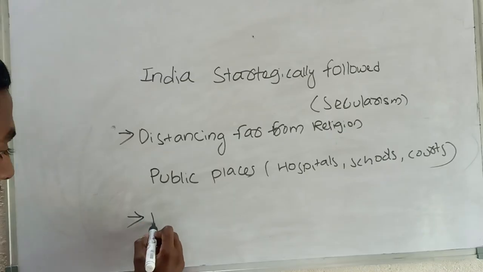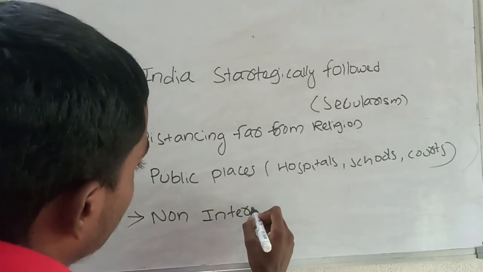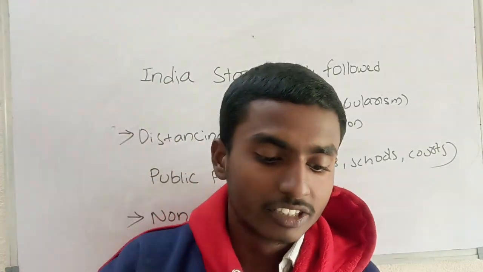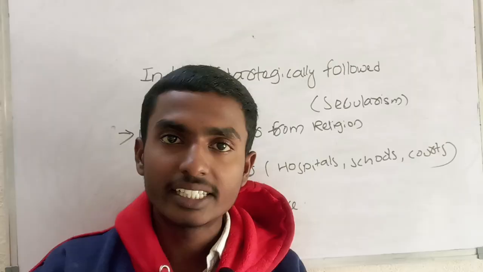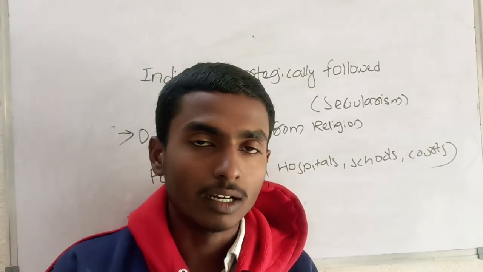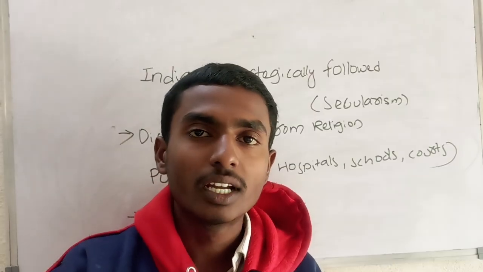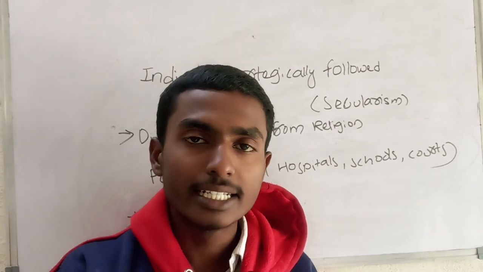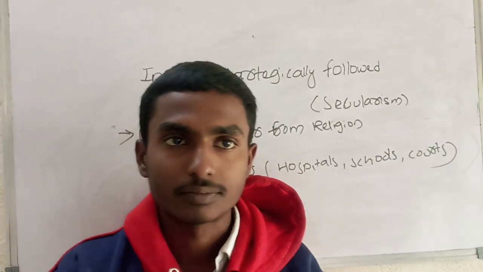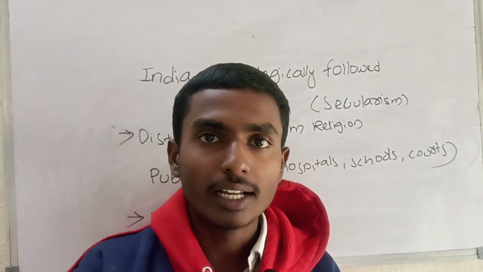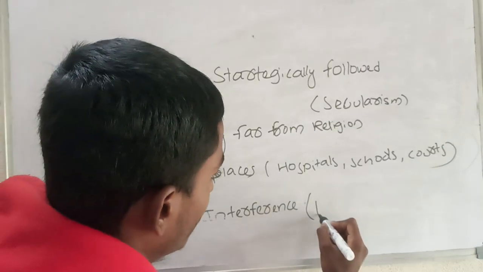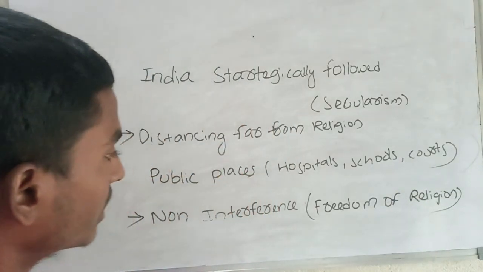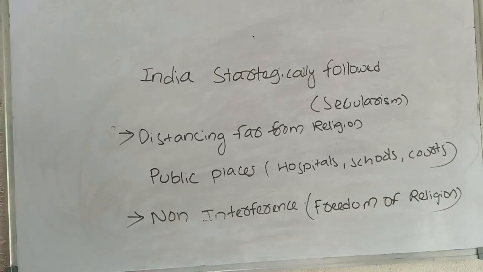Next, the second one is non-interference. The state does not want to involve in religious matters. Let us see with an example. In the last class we discussed the Sikh community and the turban. Wearing the turban is most precious to them according to their religious practices. To respect such practices, the Constitution provided a fundamental right, that is freedom of religion. Because of that, the state is not involved in the religious aspect. So this is about non-interference.